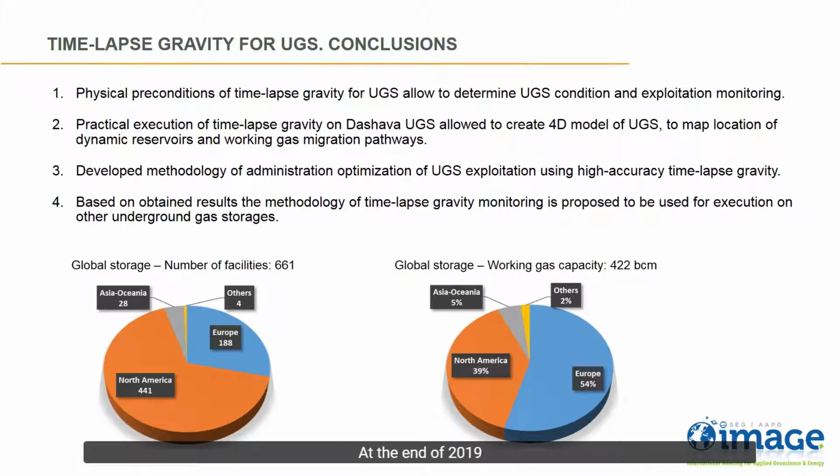At the end of 2019, there were 661 UGS facilities operated in the world. The global working gas capacity reached 422 billion cubic meters. The safe and effective performance of UGS may be based on understanding of the changes in the properties of storage reservoirs. The physical precondition and practical application results of time-lapse gravity measurements and interpretation allowed increasing the efficiency of UGS exploitation.